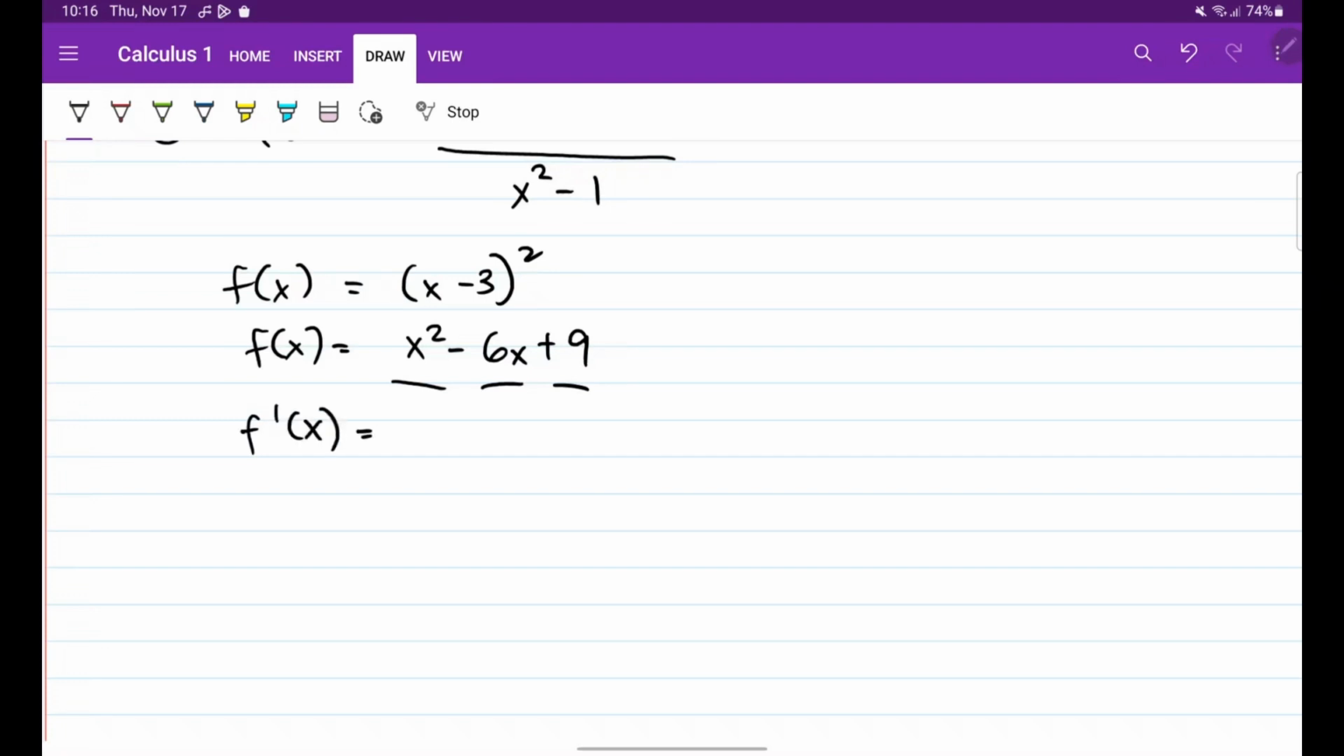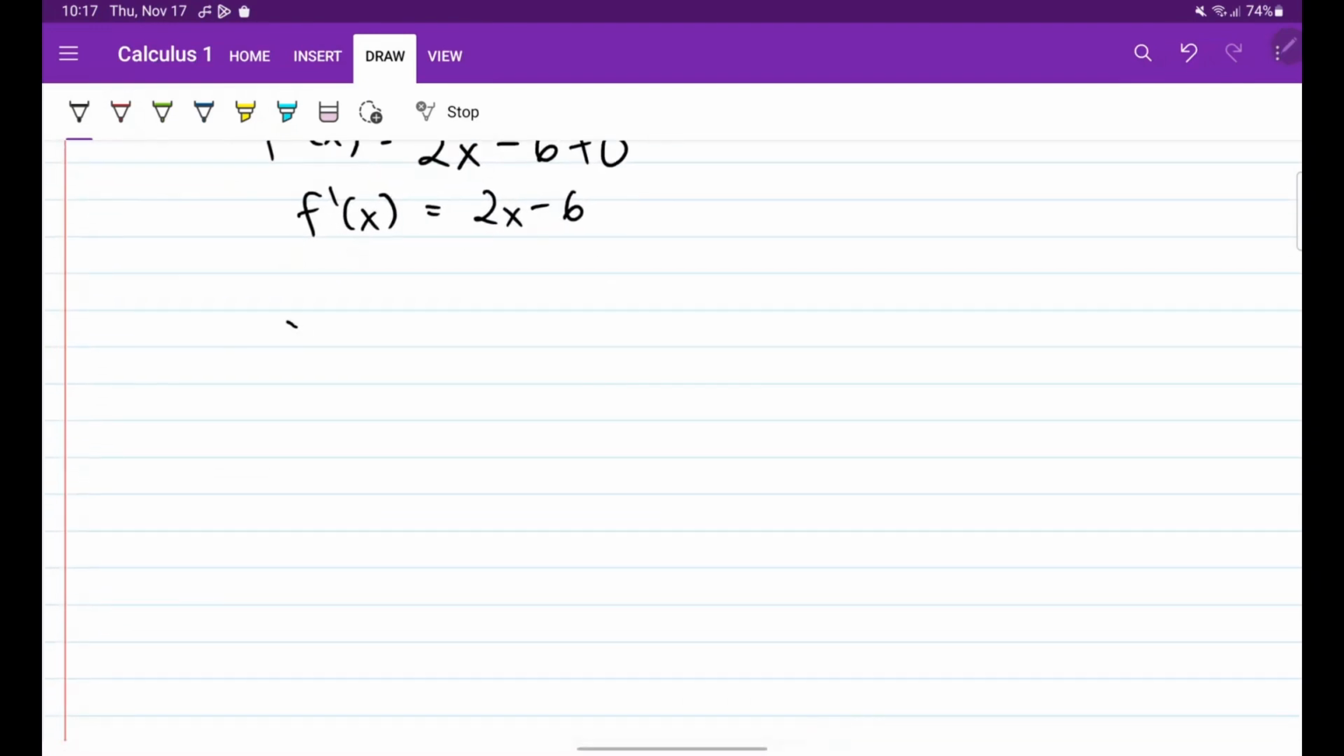So f prime of x, so using power rule, x squared, bababa natin yung exponent, then minus 1 sa exponent. So this is 2x raised to 1. No? So hindi na natin kailangan ilagay 1. Next is minus 6x. So yung exponent ng x is 1, tama? So bababa natin siya and minus 1 sa exponent. So magiging 6 times 1, x to the 0. So just 1. And then 9 is a constant, so just plus 0. So, or just 0. So, f prime of x is equal to 2x minus 6. Okay?